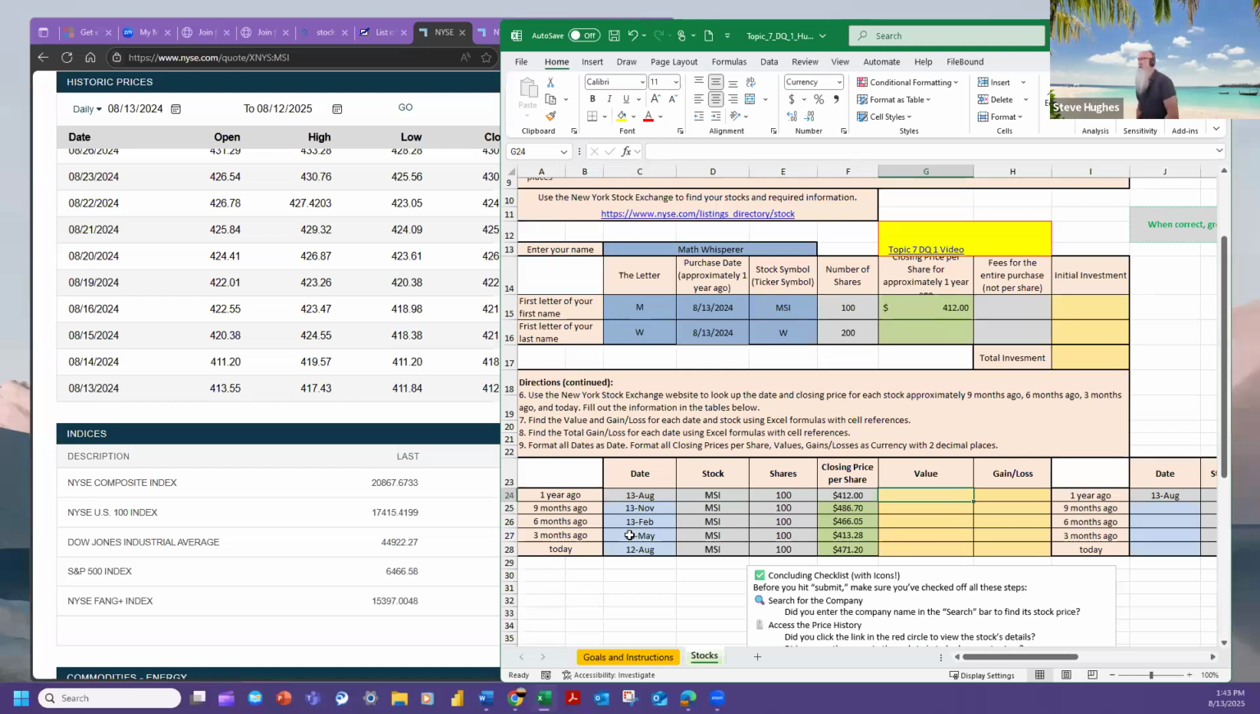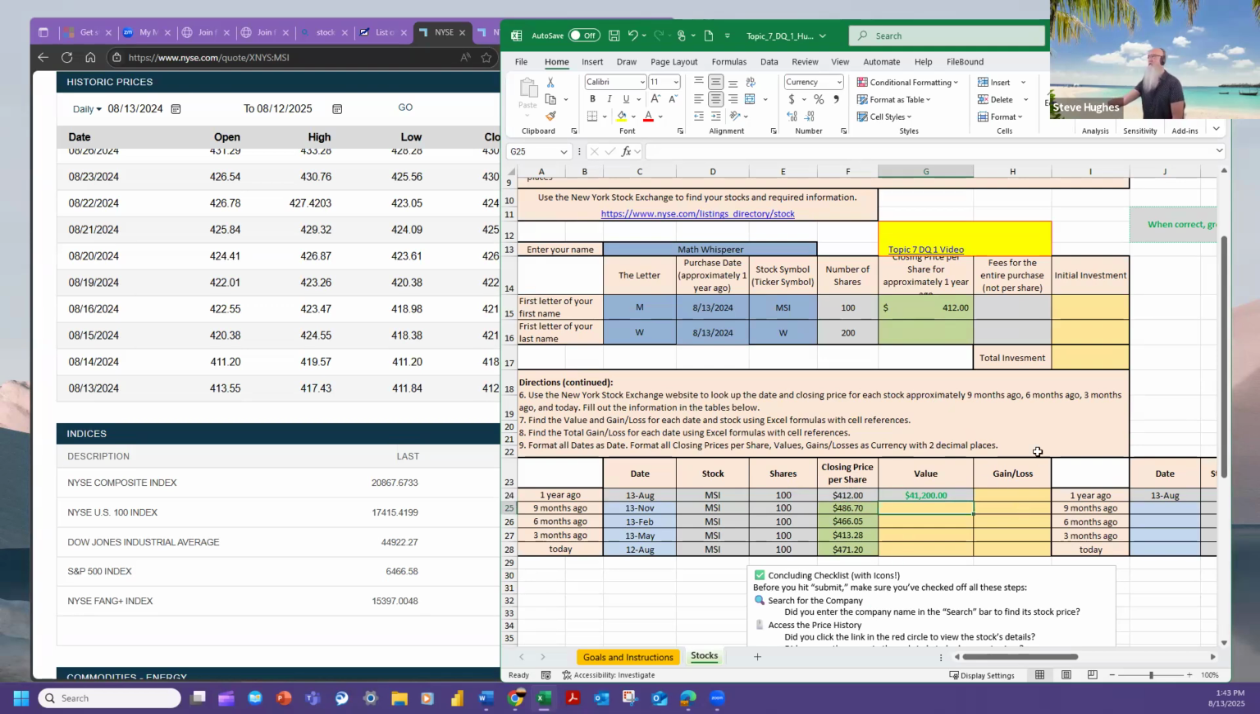All right, now, what is the value of our stock? The value of our stock is the share price times the number of shares. So the number of shares times the closing price on that day. All right, so a year ago, the stock was worth $41,200. Okay.